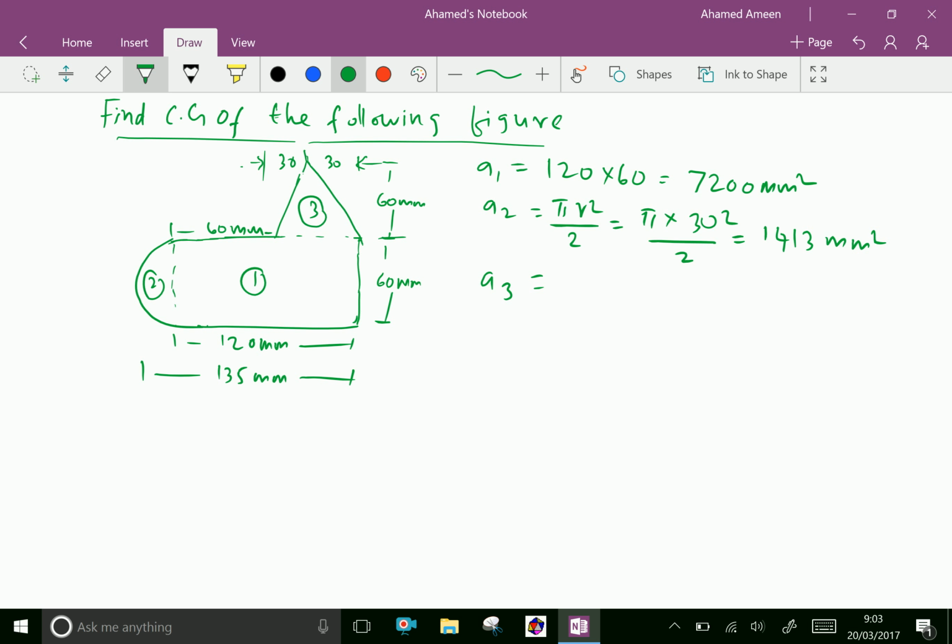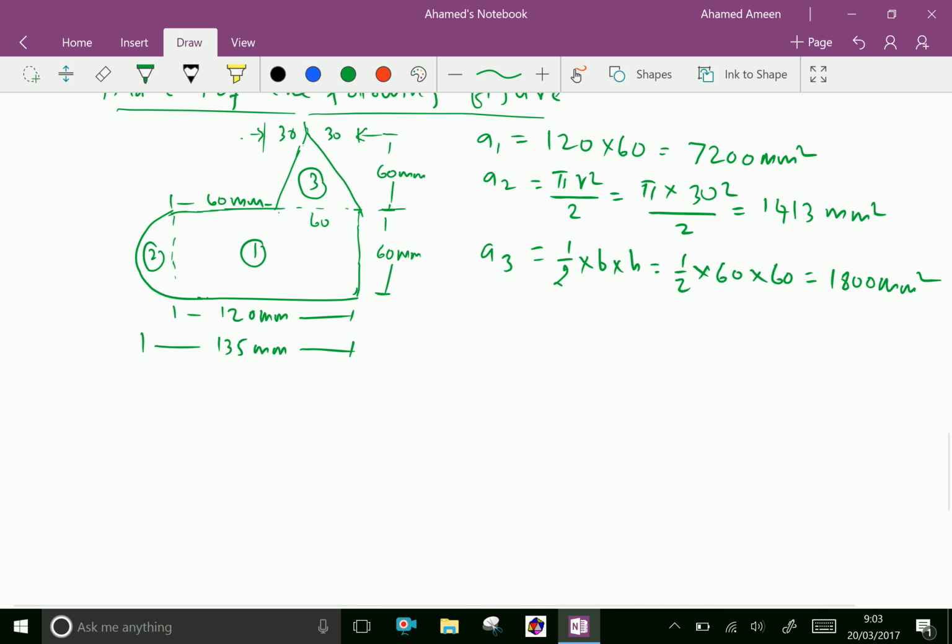A3 is a triangle, half base into height. Half into base is also 60, because 120 minus 60 is 60 here. 60 into height, also 60, which is equal to 1800 mm square.